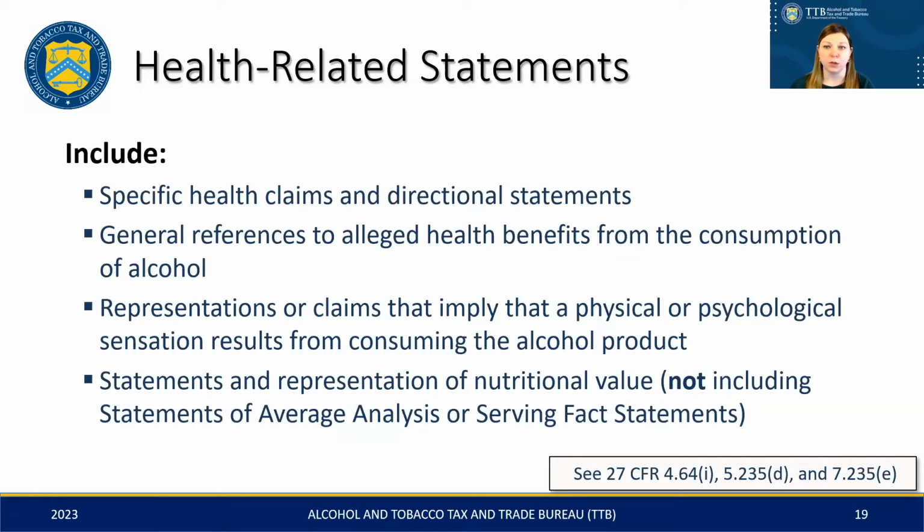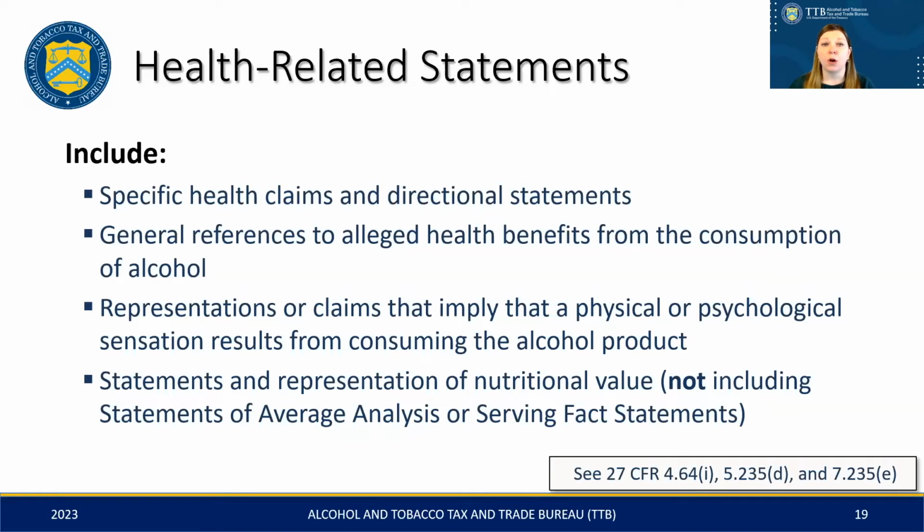Health-related statements include specific health claims and directional statements. A specific health claim is a type of health-related statement that expressly or by implication characterizes the relationship of the product, alcohol, or any substance found within the beverage to a disease or health-related condition. An example of a specific health claim would be, this product is safe for diabetics, or celiac safe. Health-related directional statements are statements that refer consumers to a third party or other source for health-related information.